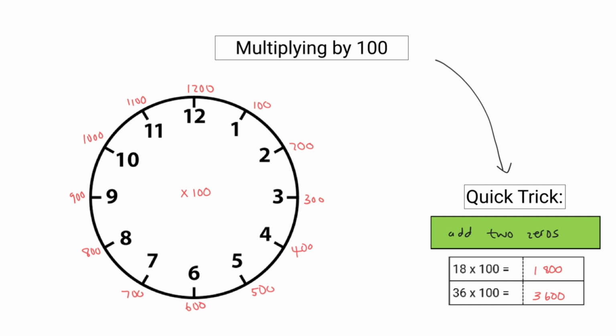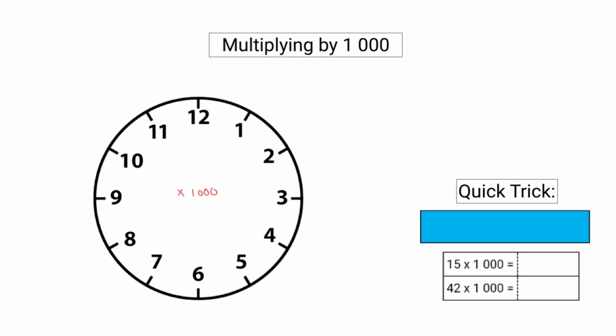Now the same kind of pattern happens when we multiply by 1,000. So let's quickly go and have a look at that. I'm sure you've already guessed what this quick trick is going to be. I'm not going to fill in all the answers on this clock this time. I'm just going to fill in a few. 2,000, 5,000, 9,000, 11,000. Can you see what happened this time when I was multiplying by 1,000?